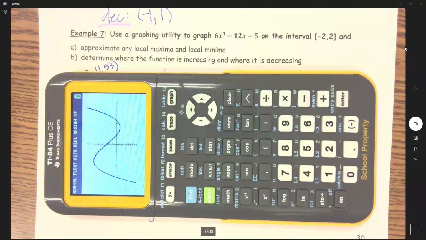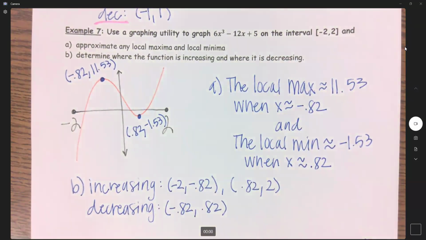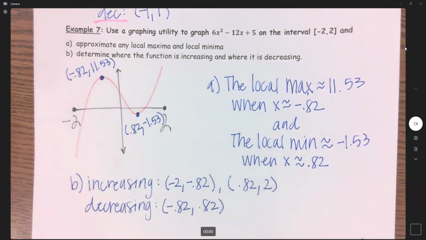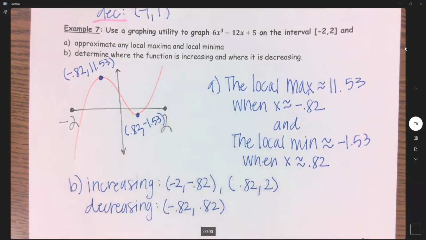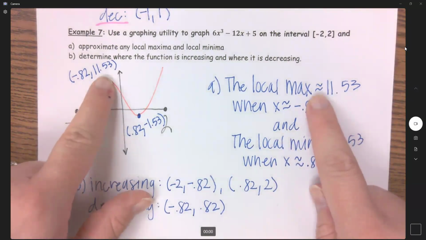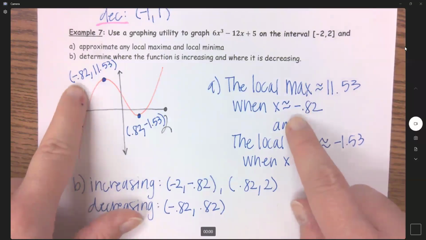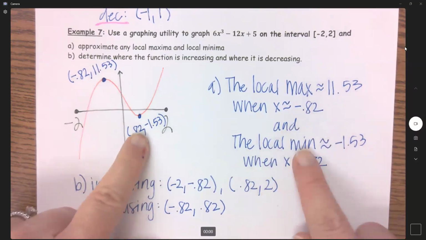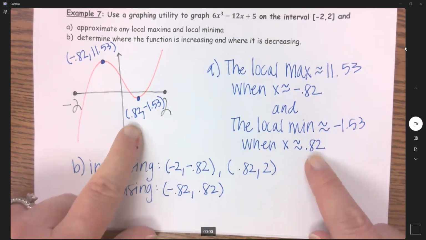Okay, I hope you had time to pause the video and check or try to do it on your own. So now let's check your answers. Here's the graph that we got, kind of roughly sketched. I found my max was at -0.82, 11.3, and my min was at 0.82, -1.57. So the local max is about, because we rounded, 11.53 when x is about -0.82. And the local min is about -0.153 when x is roughly 0.82.